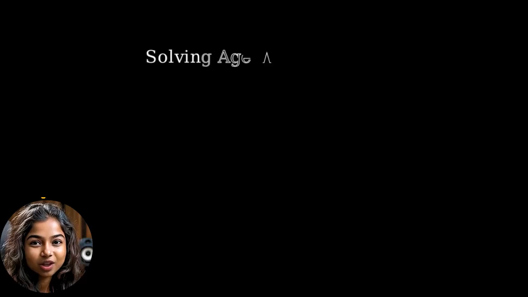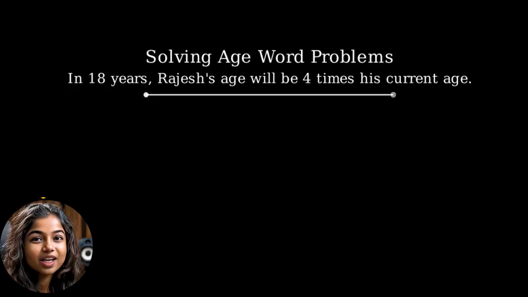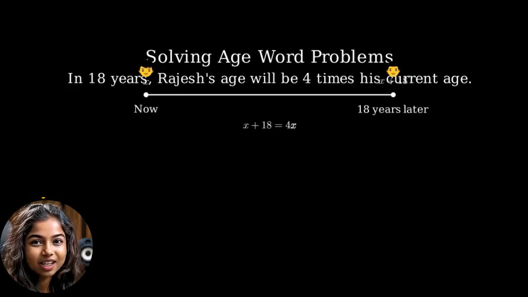Finally, let's solve a word problem about Rajesh's age. The problem states that in 18 years, Rajesh's age will be 4 times his current age. Let's visualize this with a timeline. Here's our timeline showing Rajesh's age. Let's say his current age is x, and in 18 years, his age will be x plus 18. According to the problem, his age then will be 4 times his current age.